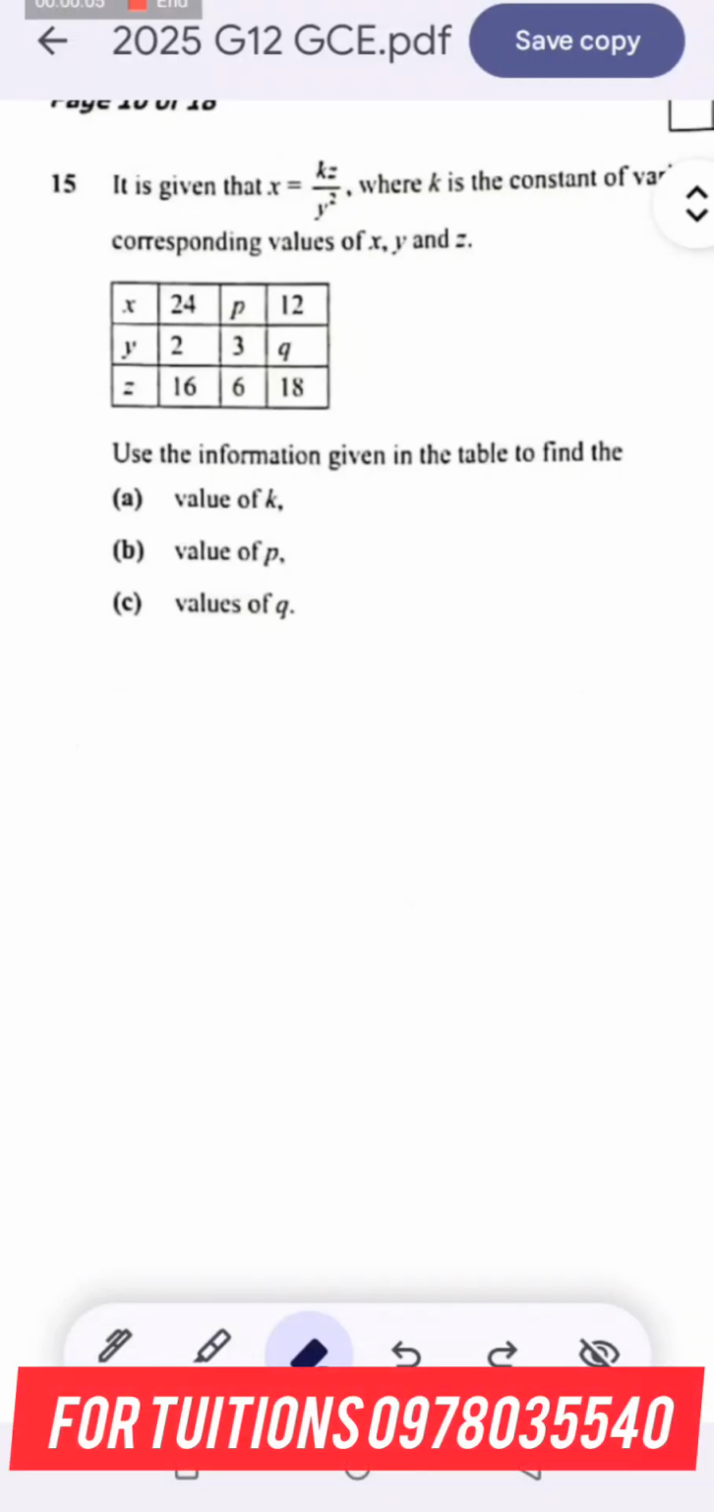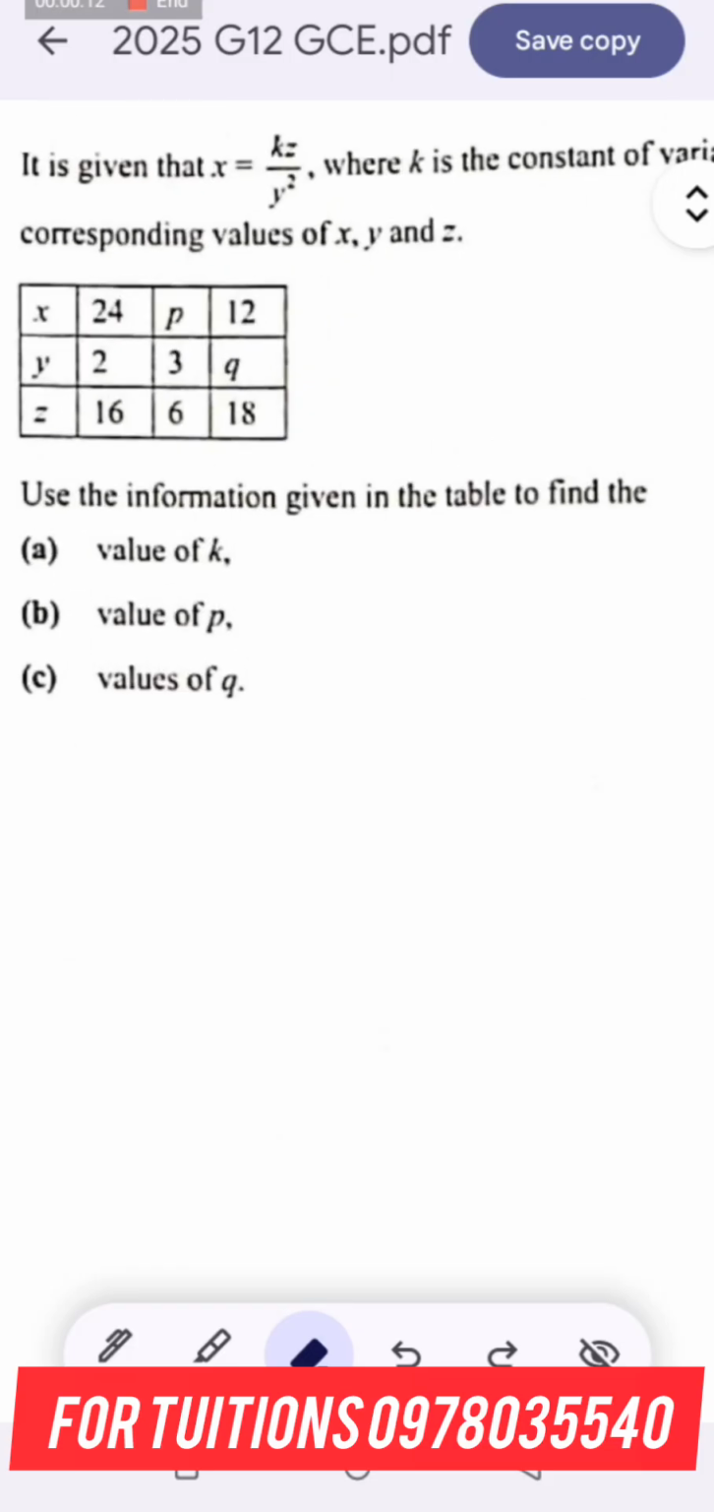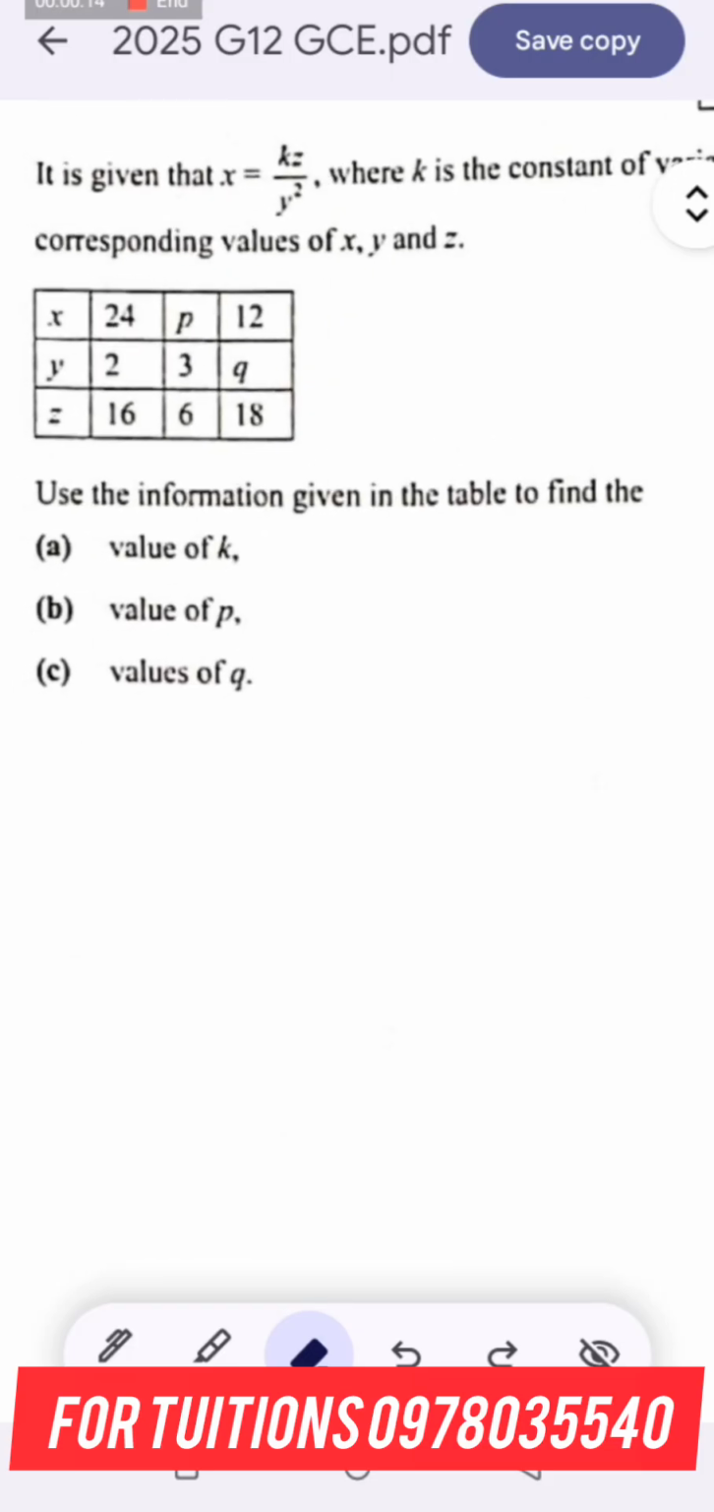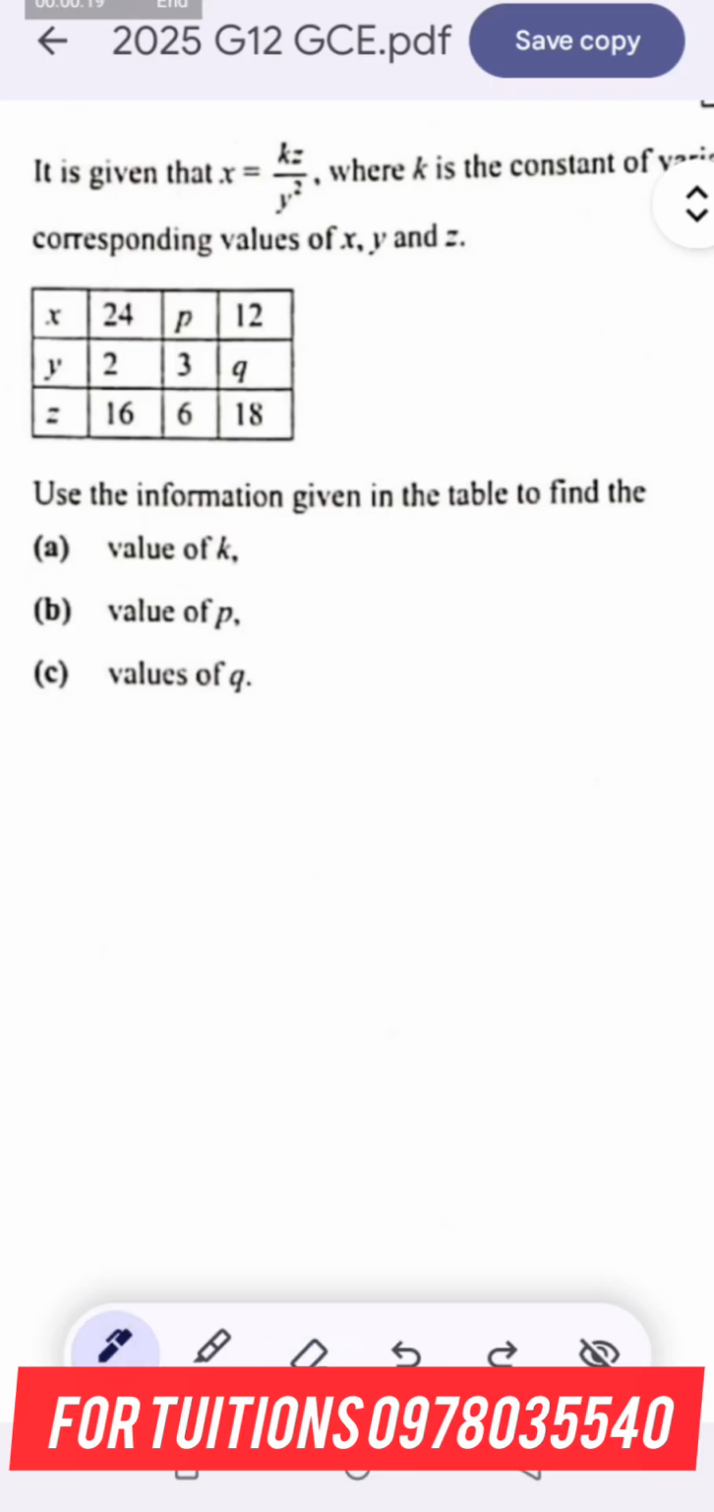So today's session we're going to look at 2025 GCE paper 1 question number 15. So this was under variation, okay? Use the information given in the table to find the value of k. So how do I find the value of k?